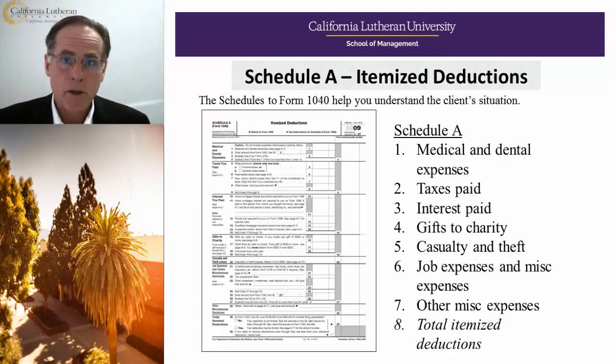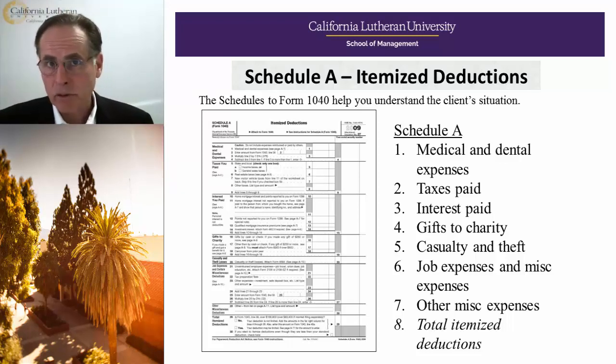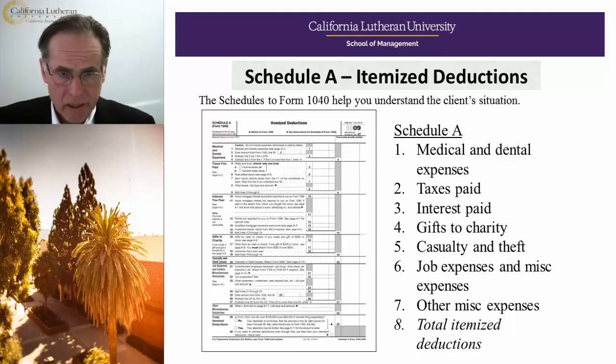Schedule A, itemized deductions. The schedules, I think, really help you go behind the numbers you see on 1040. And when you get into Schedule A, which is the itemized deductions, and they're listed there 1 through 8, you can start to focus in on a given area to start to see if there might be issues you need to examine. So if there's medical and dental expenses, there were a lot of out-of-pockets there, you can zoom in on that and see what exactly was the issue.